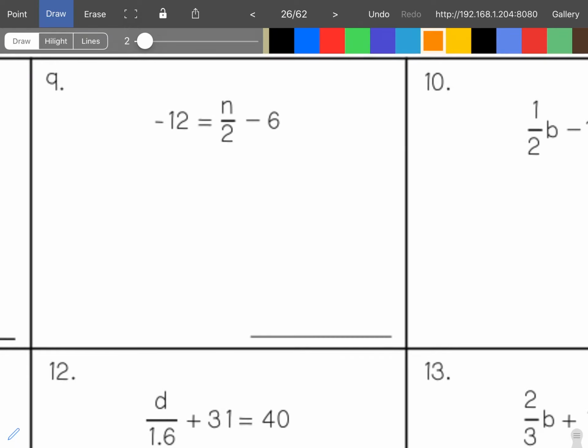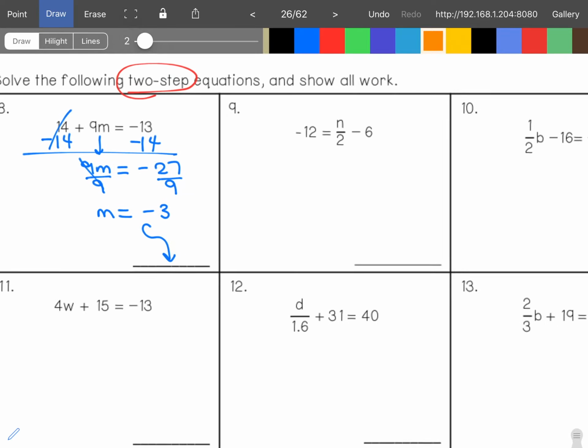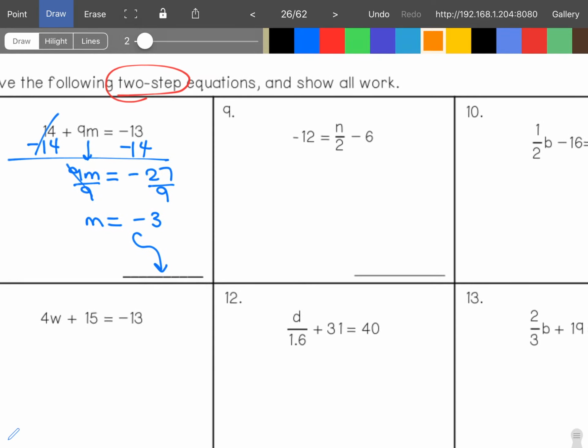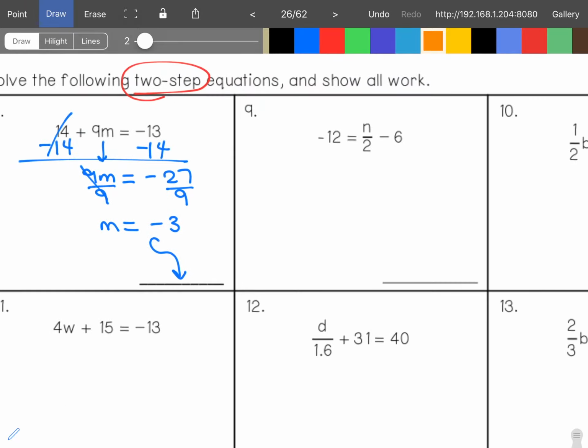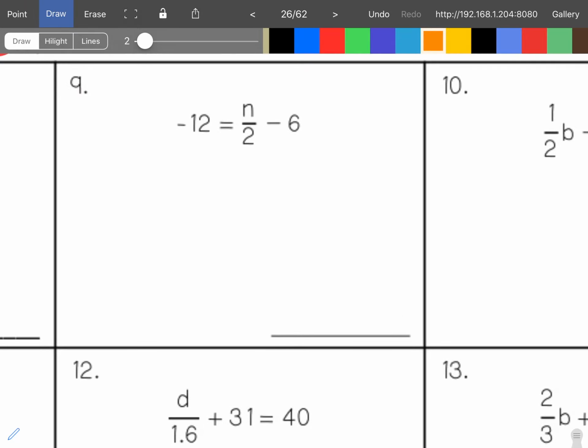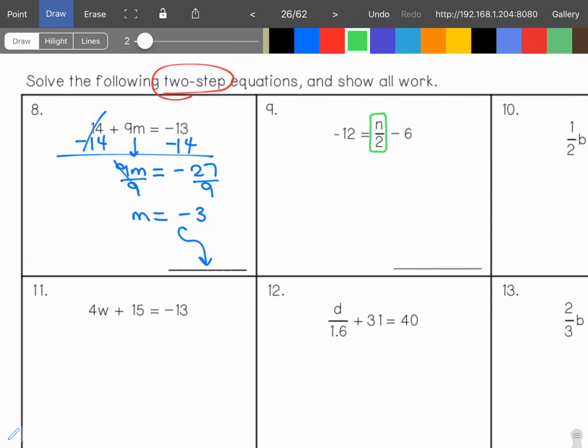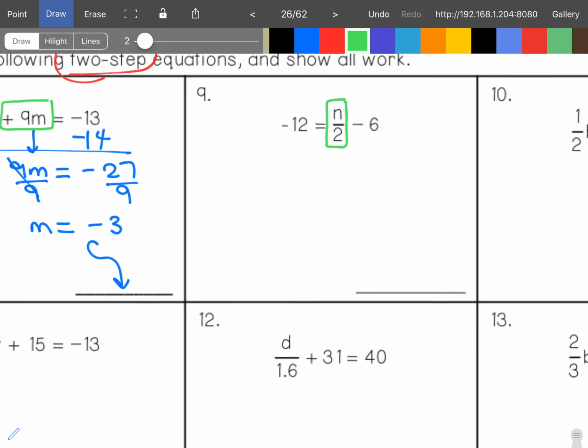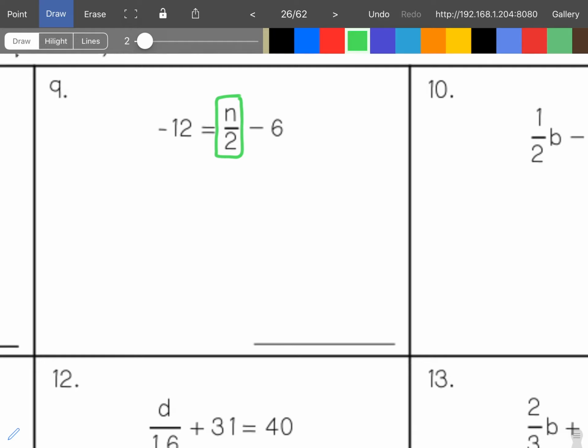Okay, number 9. And you know what? Actually, it might be helpful, so that you know you have to do your addition or subtraction first, to find the variable and box that in so that you know you save that for last. So like on this one, I should have probably boxed in the plus sign right here and saved that for last. See how we brought that down? So we're going to save the term that has the variable for last.